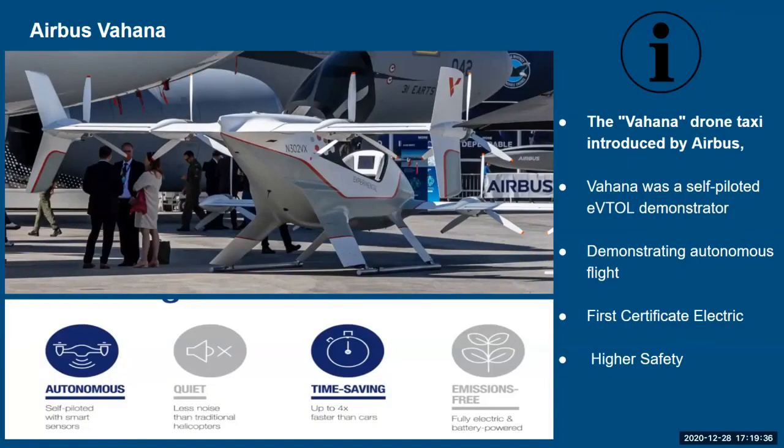The second one is Airbus Vahana. The Vahana drone taxi was introduced by Airbus. Vahana intends to open urban airways by developing the first certified electric self-piloted vertical takeoff and landing passenger aircraft. Vahana is a cost-comparable replacement for short-range urban transportation like cars or trains. In this project, full automation and sense-and-avoid technology will allow us to achieve higher safety levels by minimizing human error while allowing more vehicles to share the sky.